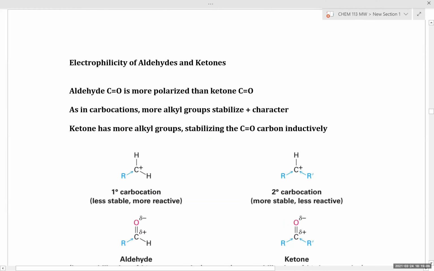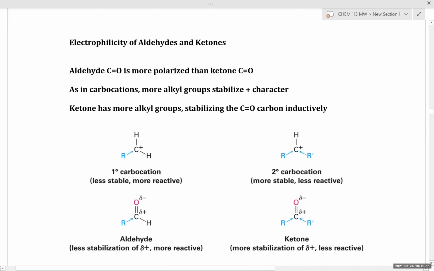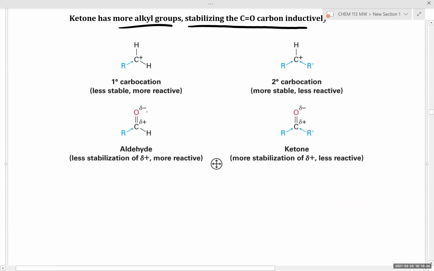So, just to refresh our idea and to really focus in on the electronic character of aldehydes versus ketones, generally the aldehyde carbonyl is more polarized than a ketone carbonyl. Generally, because the ketone has more alkyl groups, they can readily stabilize the carbonyl carbon inductively. Aldehydes experience less inductive stabilization, so they're much more reactive.